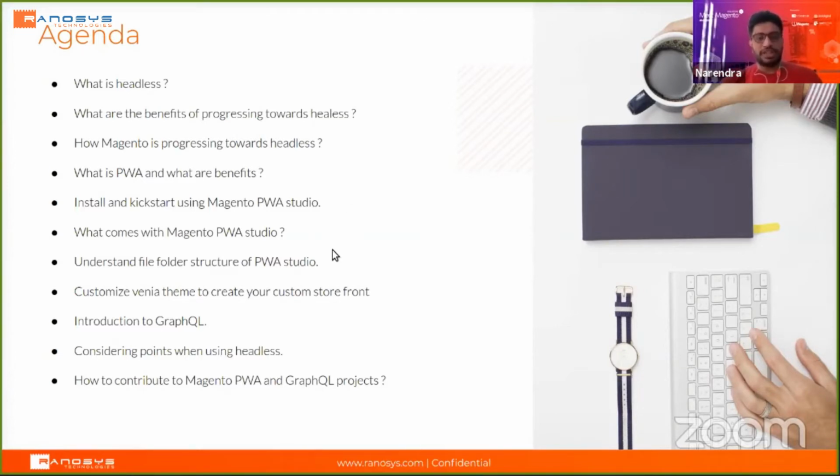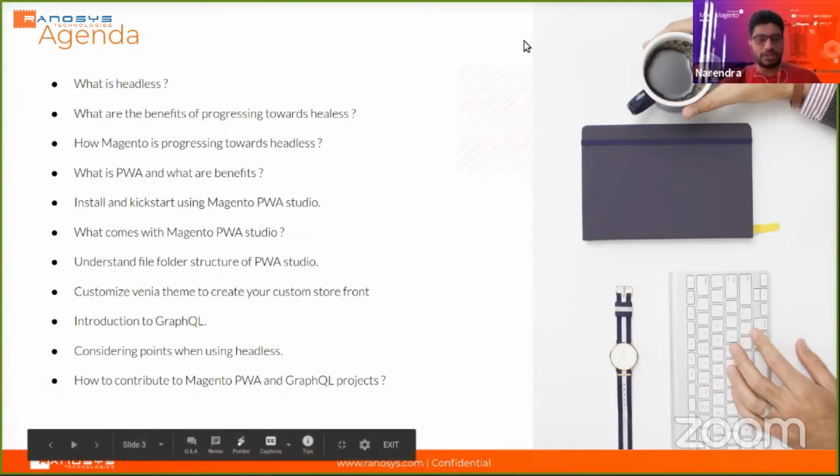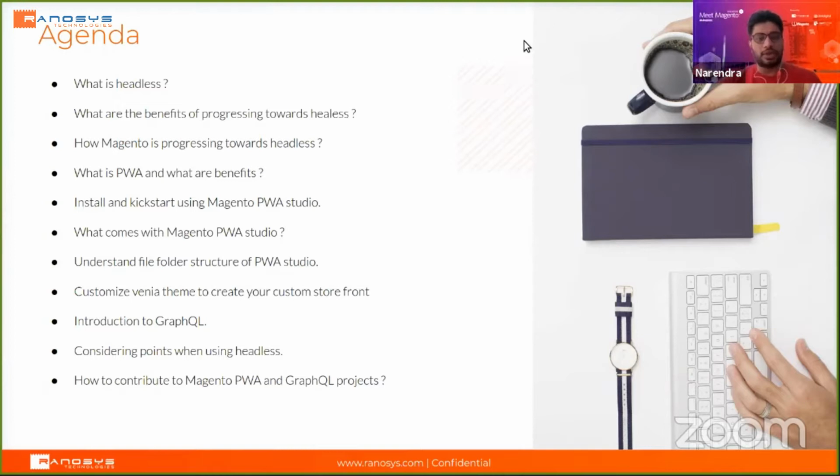So the overall agenda is: we will discuss what exactly headless is, and you see that people are talking continuously about headless. Wherever you go these days, everyone is talking about headless, saying I want to go towards headless. What exactly is headless, irrespective of Magento, in general terms? Then what are the benefits if we progress towards headless? Then how Magento is dealing with this, how Magento is progressing towards headless commerce.